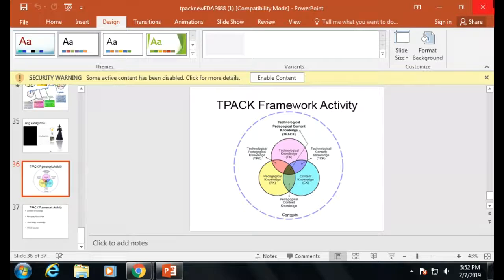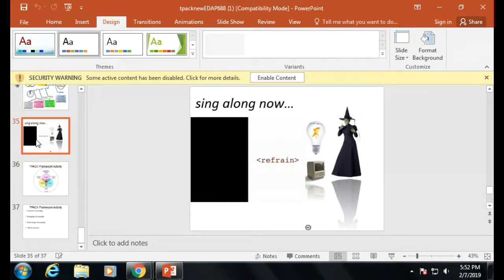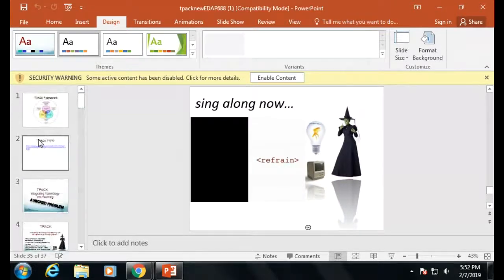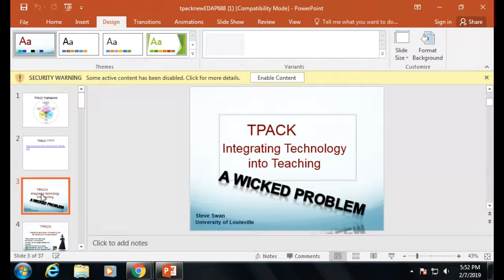What am I leaving out? I just left out the pedagogy. You see the problem? This is a hard model to get your hands around to do any of that sort of research. And of course, what does that come back to? It comes back to the idea that any time we try to use technology integrated into teaching, it becomes a wicked problem.